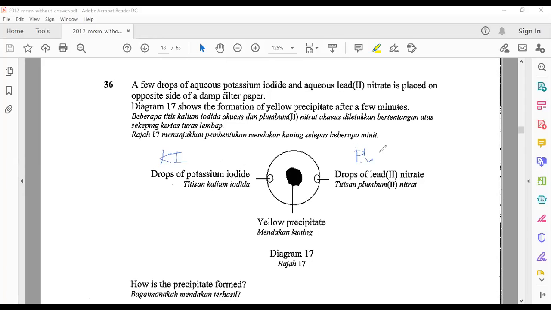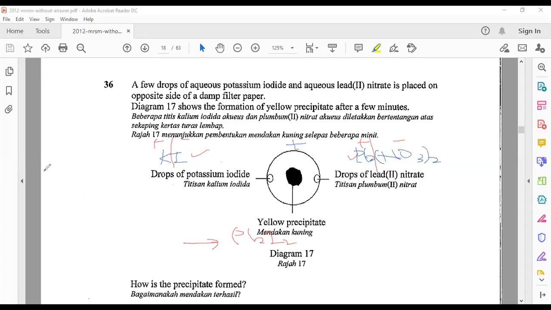Pb(NO3)2. Good, Pb(NO3)2. Now when these two substances are added together, you cut half: positive, negative; cut half: positive, negative. Did you see that you are actually getting this and this to combine? The positive from the back, take the negative from the front, you are getting PbI2.